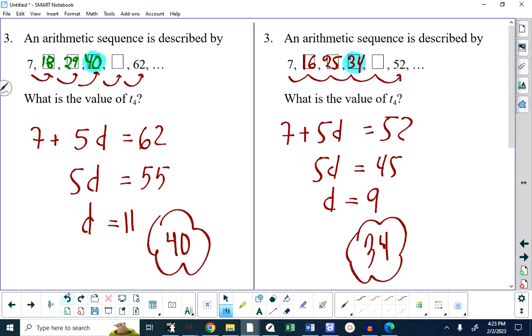You can certainly double check something here. Going back to the version on the left, if I add the common difference of 11 to 40, that gives me 51. If I add 11 to 51, it should give me 62, and it does. For the one on the right, if I take 34 and add 9, which is the common difference, that takes me to 43. If I add 9 to 43, that does give me 52. So again, it checks out. It's correct.